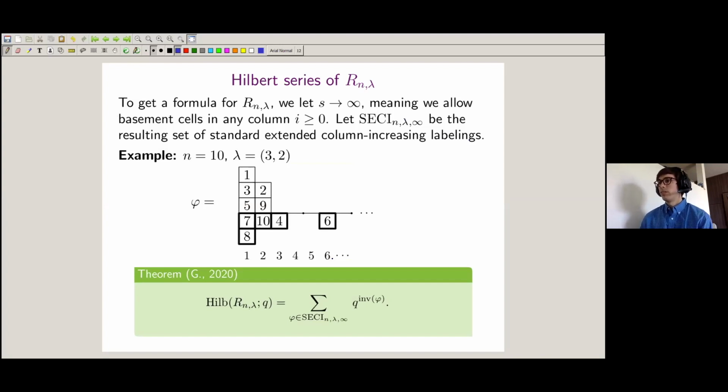So how do you get the Hilbert series of R and lambda? For R and lambda, this is like taking S to infinity, which in terms of these diagrams just means you allow basement cells in any column. There's no restriction on where the basement cell can be, just as long as you put them on the top of the column when you draw it. I'll call that set of objects SECI and lambda infinity. So in this example, I put 6 in the 6th column. That means it will add +5 to the inversion statistic this time. And you can imagine if I move this cell over to the right more and more, it just adds 1 to the inversion statistic each time.